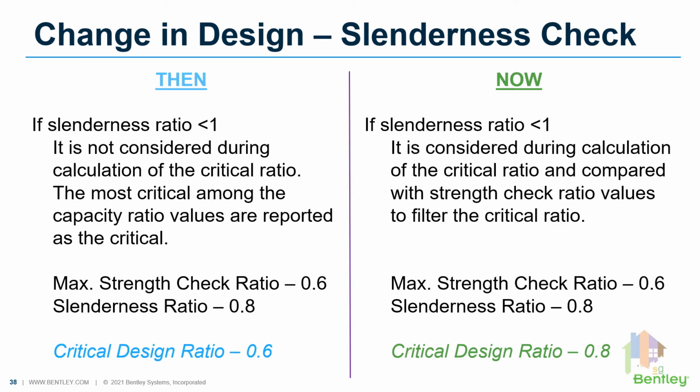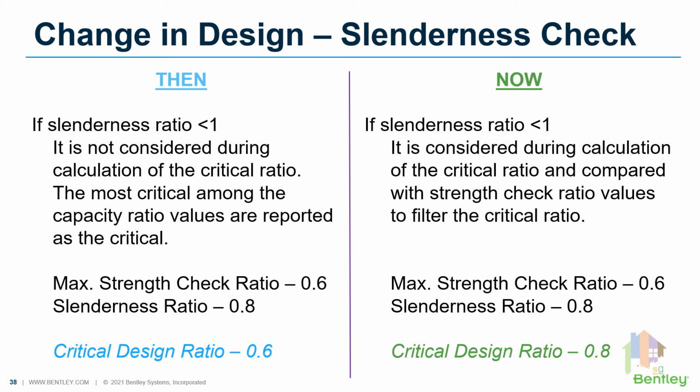There is a small change in design routine in recent STAAD version for slenderness check. Previously, if the slenderness ratio was less than 1, then it was not considered for critical ratio calculation and only strength check ratios were considered. This means if the highest ratio from strength check results is 0.6 and slenderness ratio is 0.8, then also critical ratio was reported as 0.6.